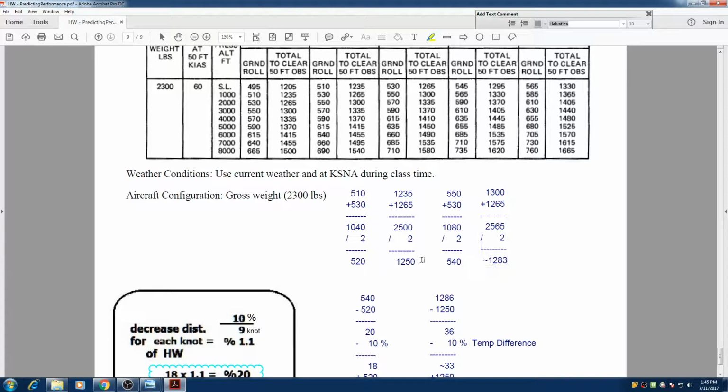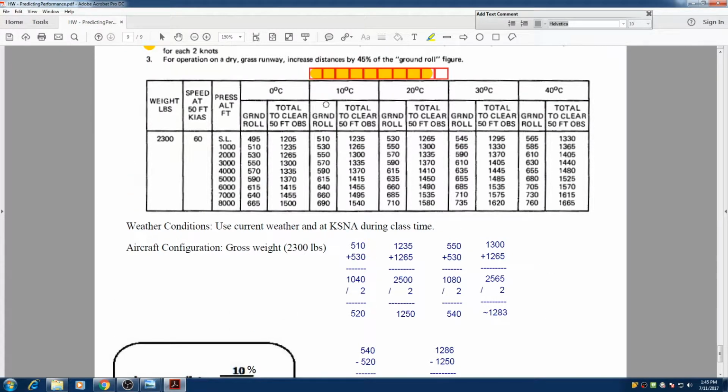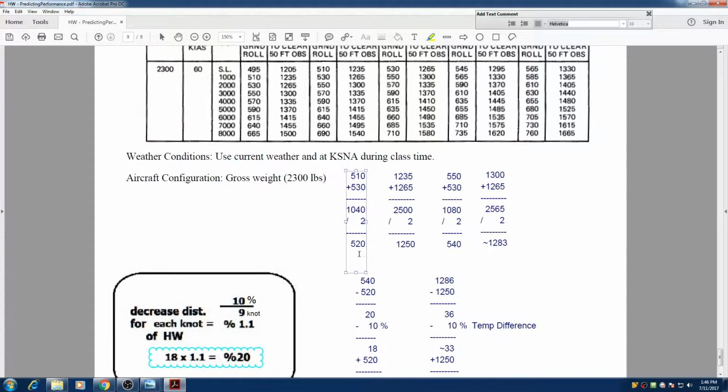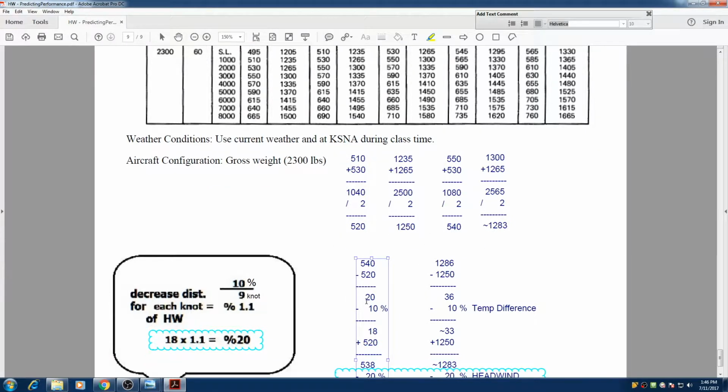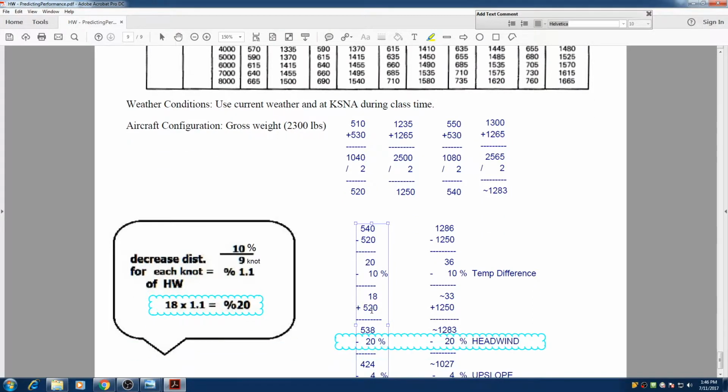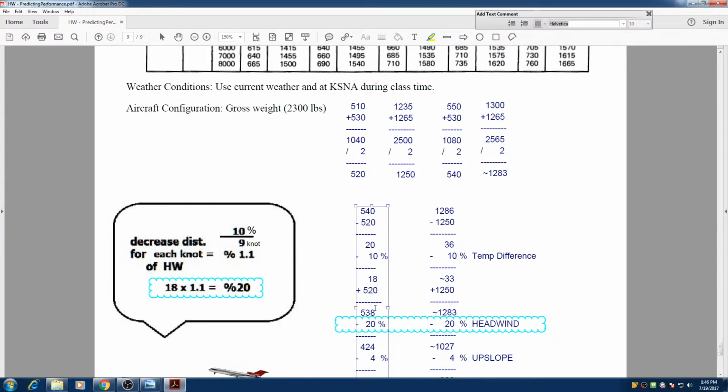So now these are the values for 500 feet pressure altitude. Now we're going to find the temperature difference. We are not 10 degrees, we are not 20, but we are almost 10 degrees cooler than 20. So whatever this number is, 10% less than that. Let's find that: 520, 540, the difference is 20. So we are 10% shy of that, and we find 18. We add that to the little number, and we get 538.